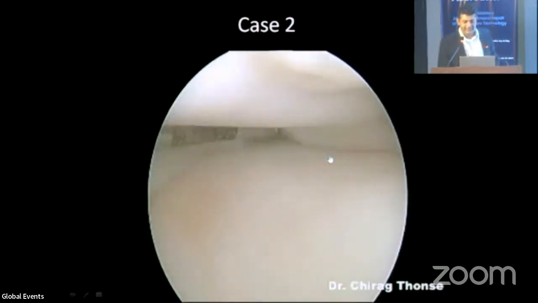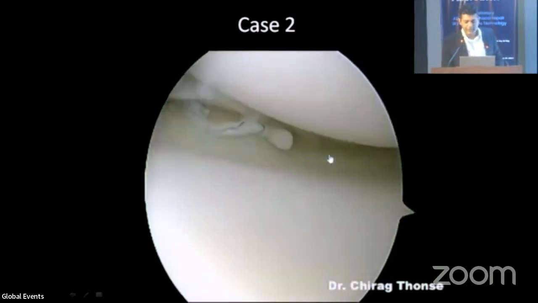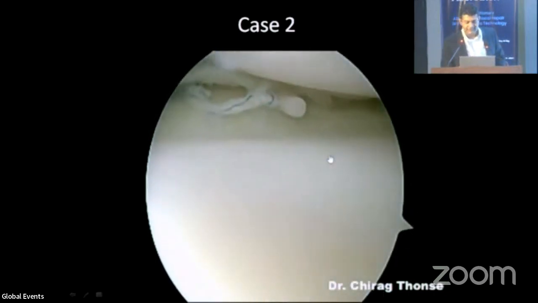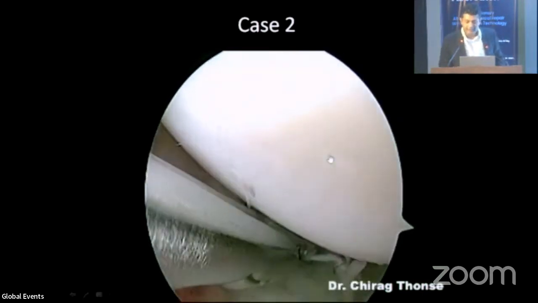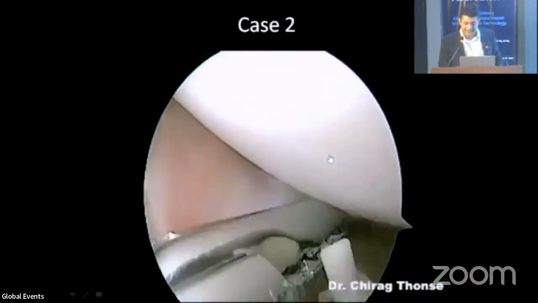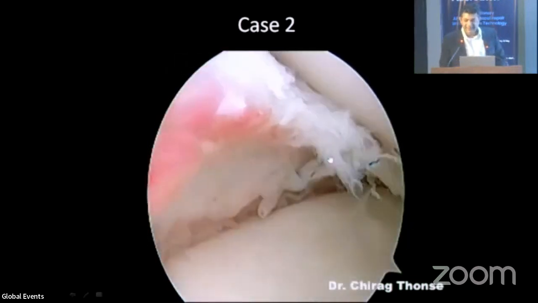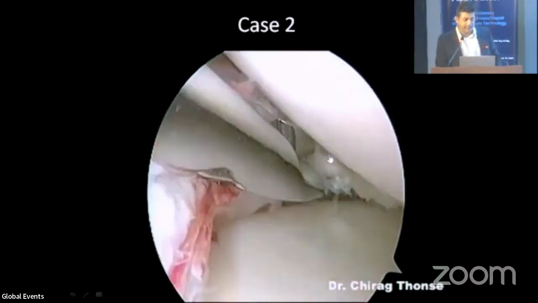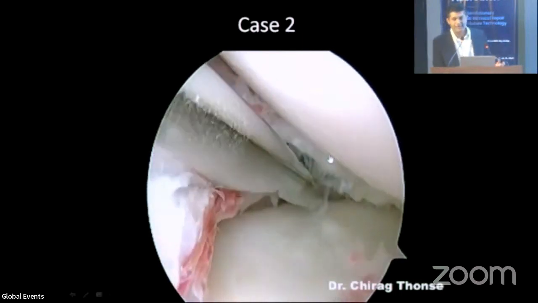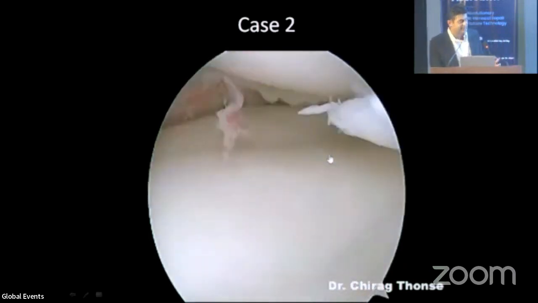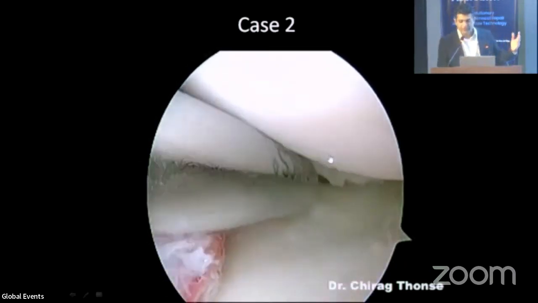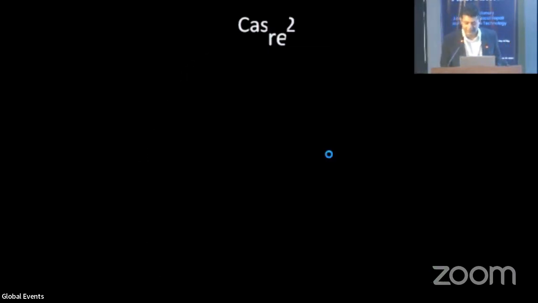Now, this tear is easily reducible. There's good biology in the periphery. These are the old stitches here. A young active individual who would want to return to his sports, and the cartilage is good. These tears definitely need to be redone or re-repaired, and there's no role in today's date to knock off this kind of medial meniscus, especially in young active individuals with good healing potential and good biology.